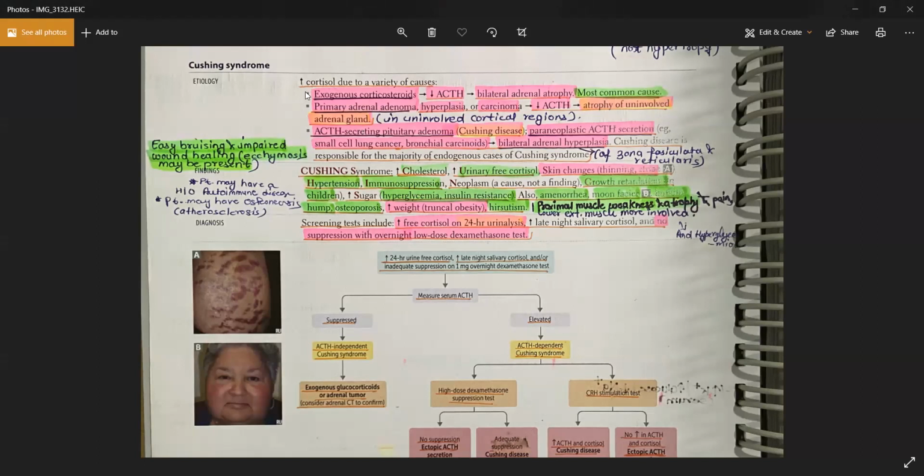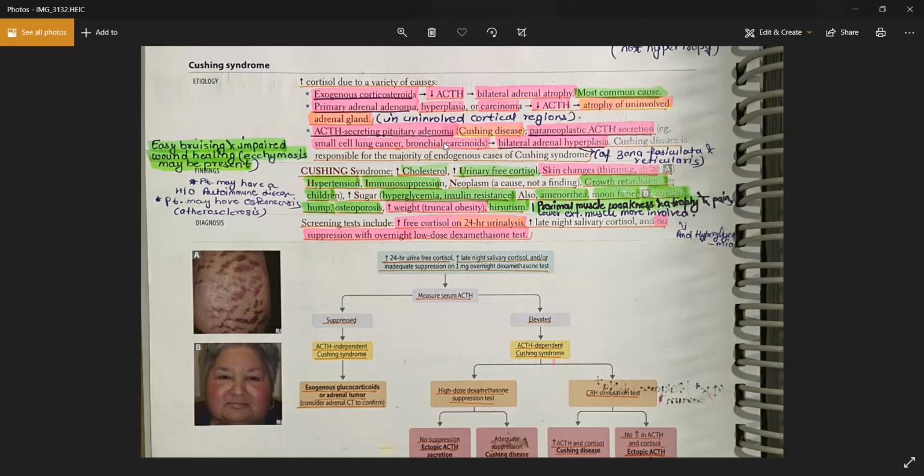In the upper two scenarios, where you have taken the exogenous corticosteroids, or there might be a cancer of the adrenal glands, there would be a loss of ACTH, right? And whenever you have a low ACTH along with the Cushing syndrome symptoms, then you will always do the CT or MRI of the abdomen to make sure, to know whether it is an atrophy or the hyperplasia of the gland.